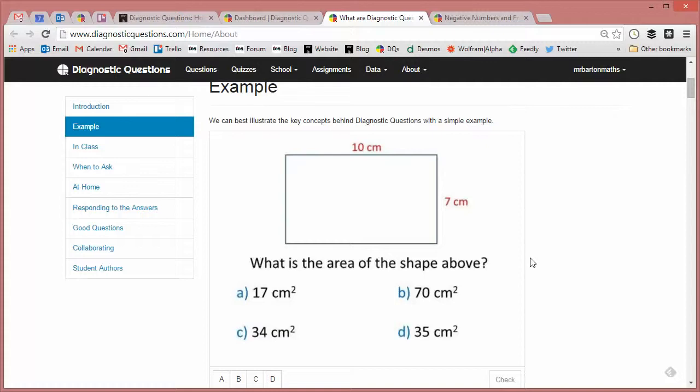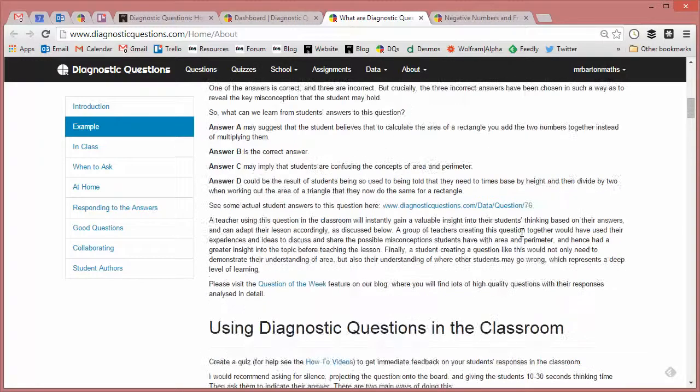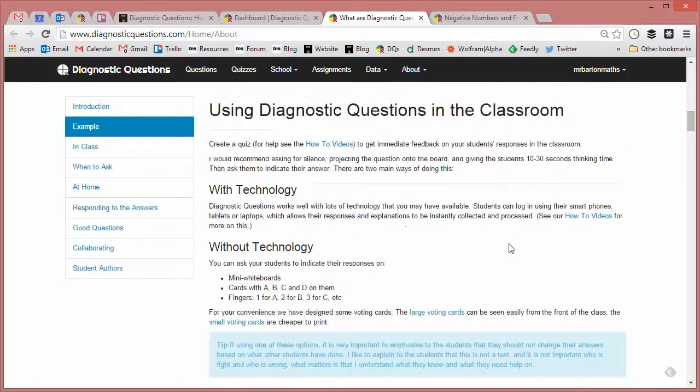You ask it, you're collecting your students' responses, and crucially, before your students have uttered a word, you're already learning from their responses. So, in class, how can you actually use it? Well, obviously, you can use the website with technology. So use students answering on their mobile phones or their tablets. And the benefit of that is you get the questions automatically marked for you. But even more importantly, you can read your students' explanations that they give.